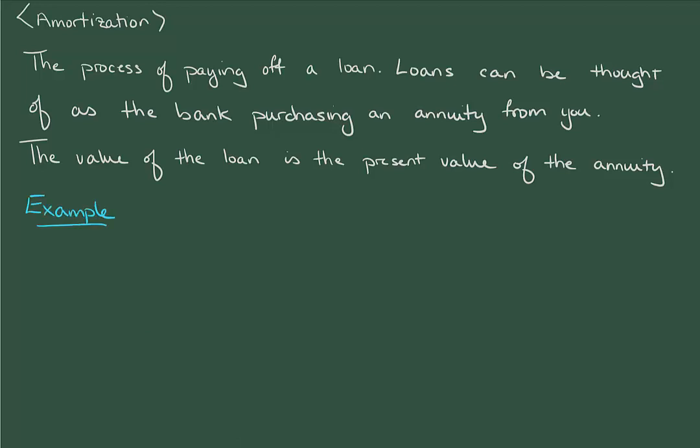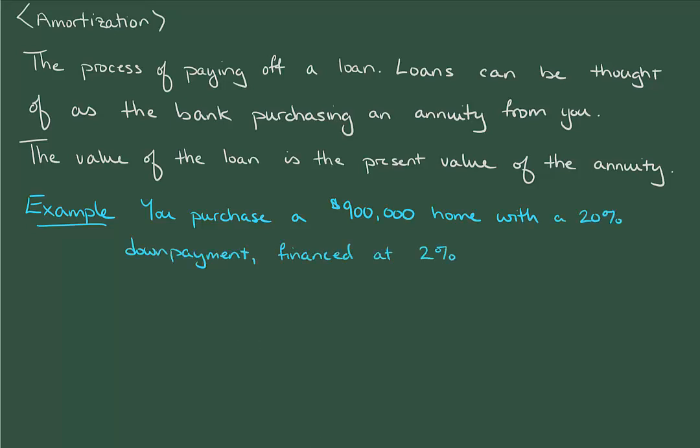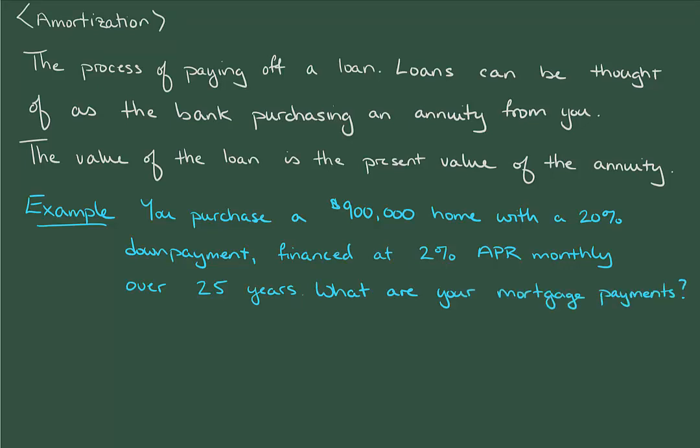So let's start with a simple example. Let's suppose that you purchase a $900,000 home with a 20% down payment, financed at 2% APR monthly over 25 years. What are your monthly mortgage payments? This is a reasonable question.